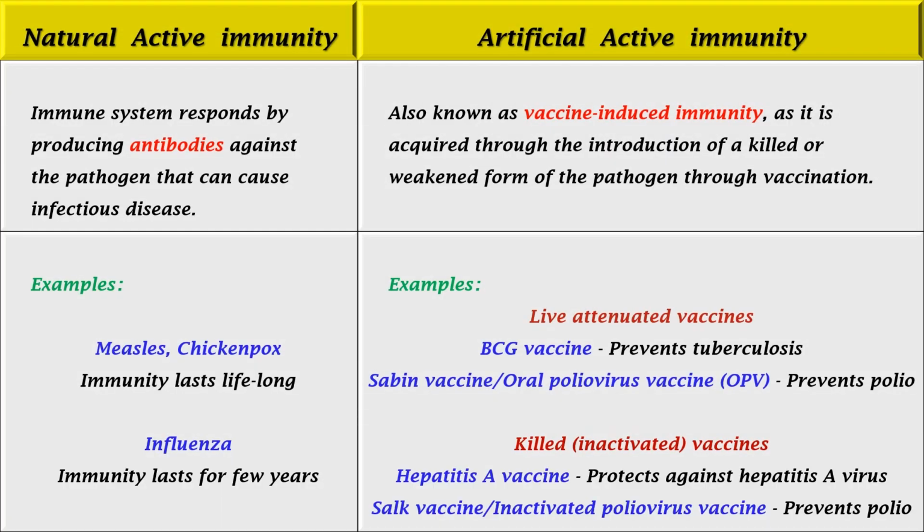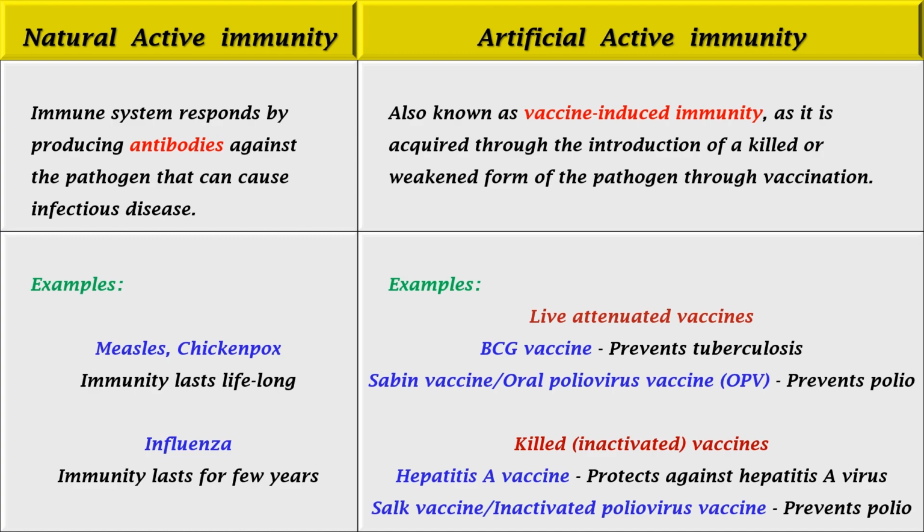In natural active immunity, the immune system responds by producing antibodies against the pathogen that can cause infectious disease. Examples include measles and chickenpox, where immunity lasts lifelong, and influenza, where immunity lasts only for a few years. Artificial active immunity is also known as vaccine-induced immunity, as it is acquired through the introduction of a killed or weakened form of the pathogen through vaccination. Examples include live attenuated vaccines such as the BCG vaccine that prevents tuberculosis, and the Sabin vaccine or oral poliovirus vaccine that prevents polio.